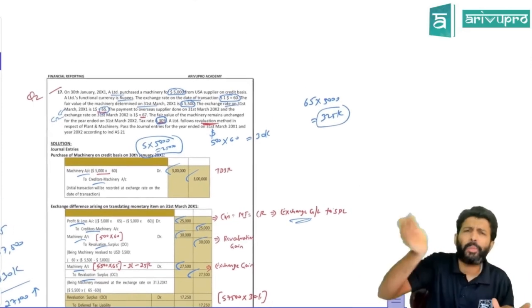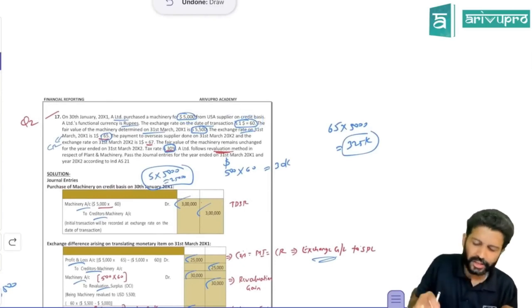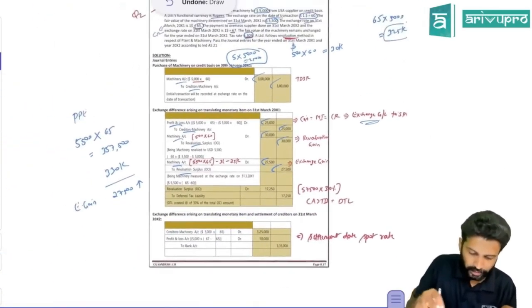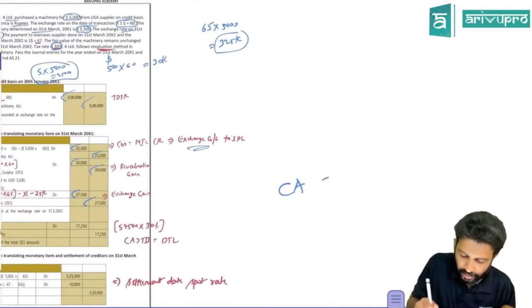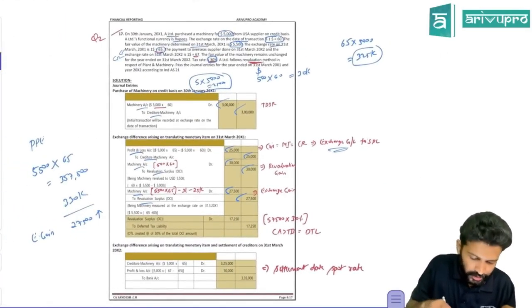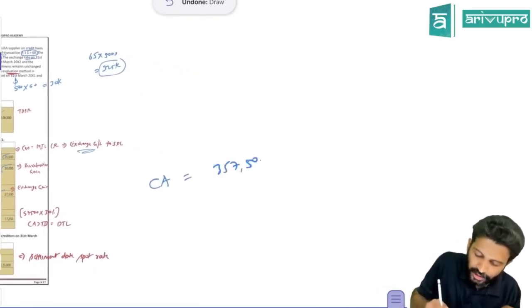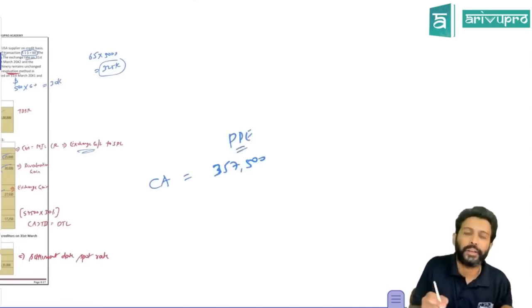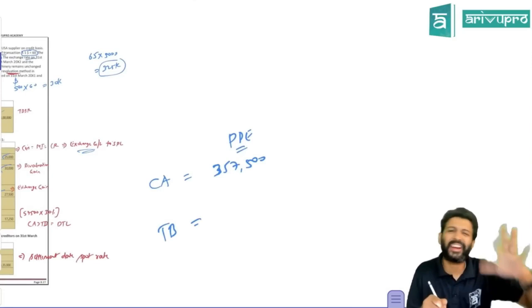What about tax? You bought the asset for how much value? 5,000. When you bought it, what was the exchange rate? 60. That means in your tax books, let me write it over here. So the tax base: what is the actual carrying amount of this asset? 3,57,500. After all this revaluation gain and exchange gain, PPE has become 3,57,500. But in the tax base, this revaluation and exchange gain are not there.